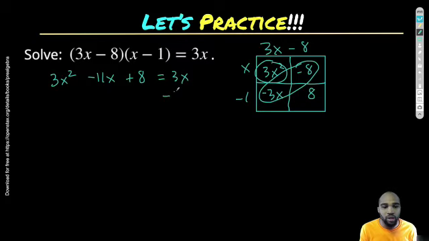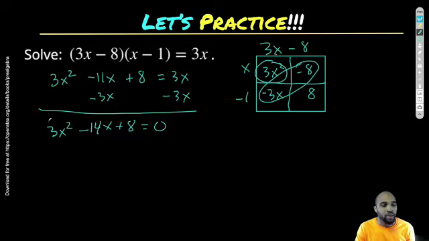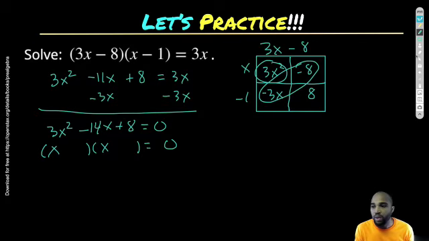Now I'm going to subtract 3x. Subtract 3x and see what I come up with. That's 3x squared. These two give me a negative 14x plus 8. Now it equals 0. There we go. So now we need to look at this and see if we can find the factors that we can break this into. I know there's going to be x's there, but I don't know at all what these numbers are going to be. So we need to make a new box.